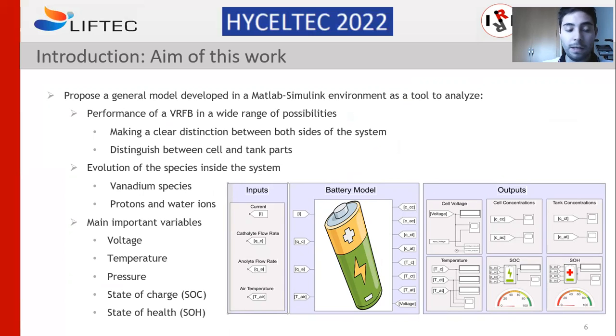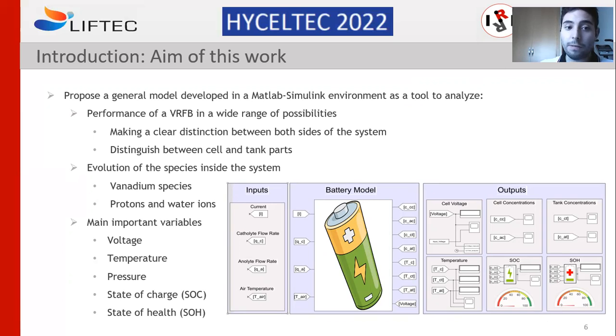In this way, we make two important points and two clear distinctions. On the one hand, we make a clear distinction between the catholyte and anolyte parts, so we don't consider that the system is balanced with the same species concentration in both parts, and also we distinguish between the cell and tank parts. This is not the most frequent assumption used, because in the literature most of the studies don't distinguish between cell and tanks and assume that the electrolyte flow rate is high enough to guarantee that the concentration of a species is the same in all parts of the system.